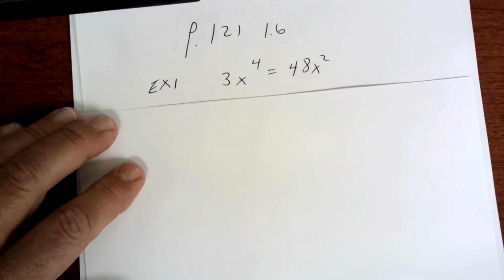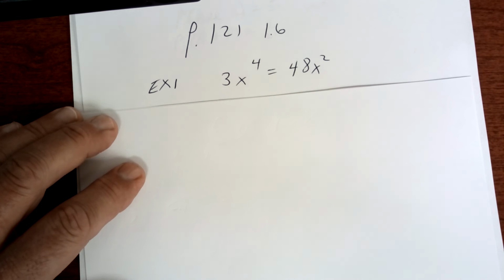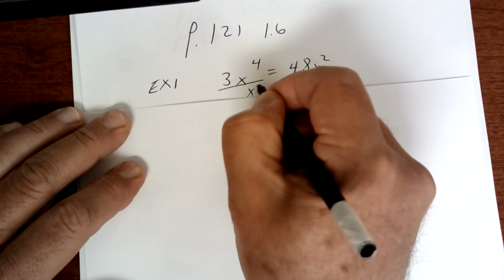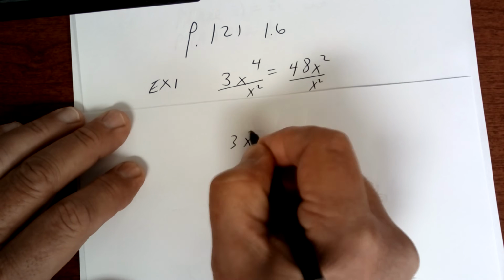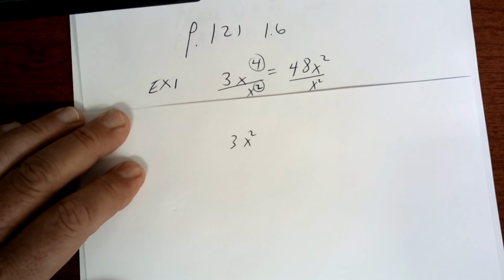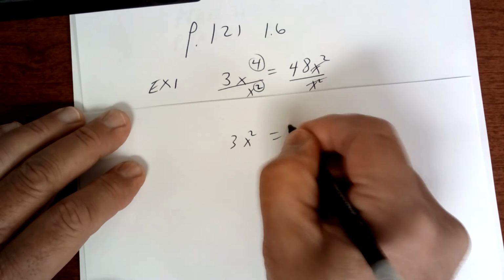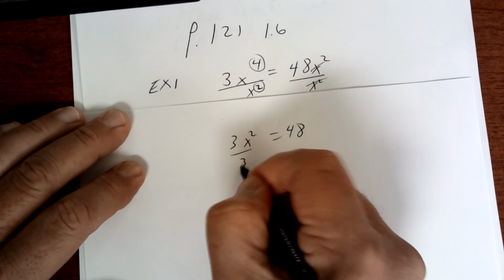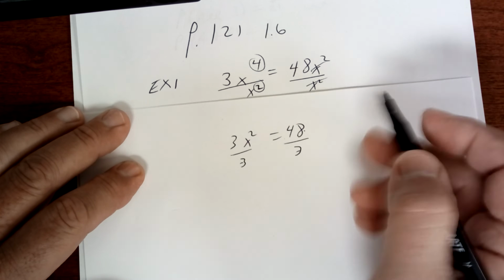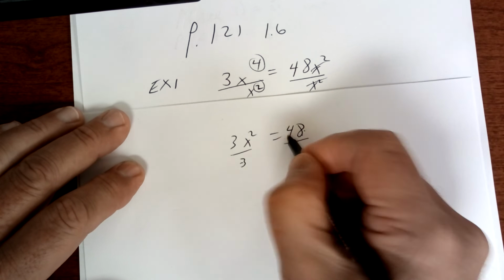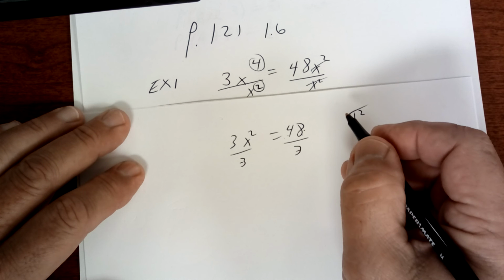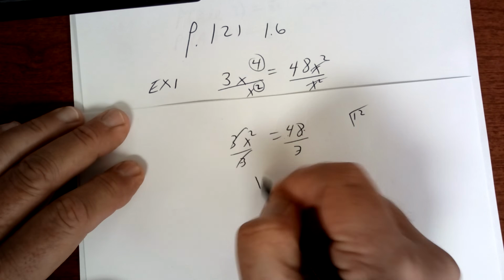What I would do is divide by x squared, because we can get rid of that. And when you do, you're going to get 3x squared, because 2 of these is going to come out of that 4. And then this cancels, so you get 48. You can also divide by 3, because I know 3 goes into 48, because 4 plus 8 is 12, and 12 divided by 3. So that does work.